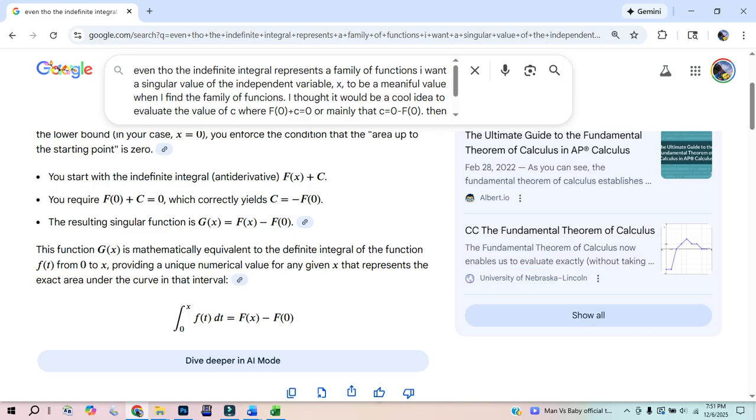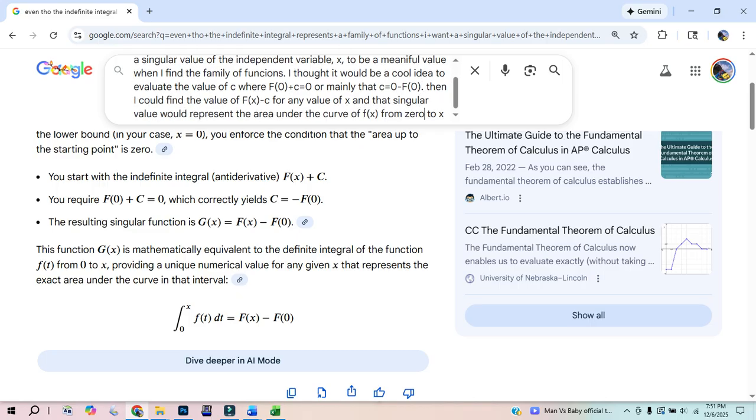Although it would be a cool idea to evaluate the value of C, that's what I'm trying to find, the value of C when the capital F of 0 plus C is 0. Or mainly C, if I rearrange, C is just the negative of that capital F of 0. Then I could find just any value, f of x minus c, or this new equation, which they're going to call g of x.